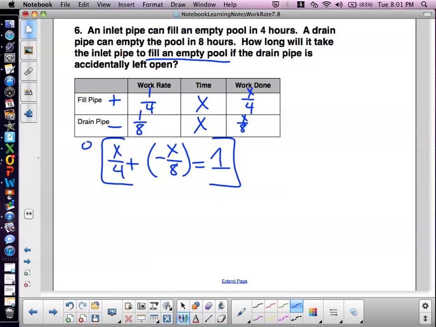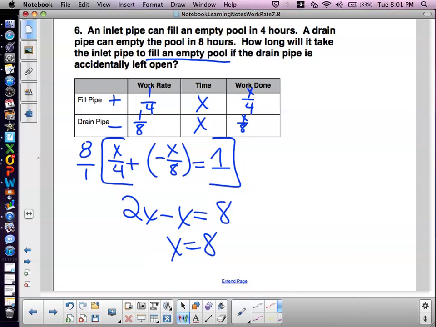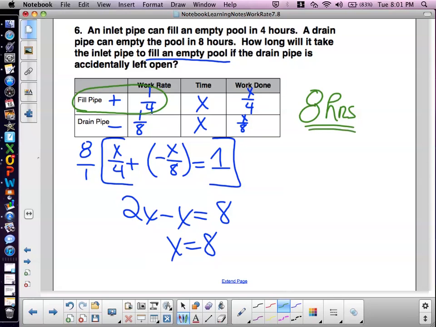So using the LCD method, LCD is 8. So you conclude that what would normally take the fill pipe 4 hours to do will now take 8 hours. 8 hours to fill the empty swimming pool if the drain pipe is accidentally left open.